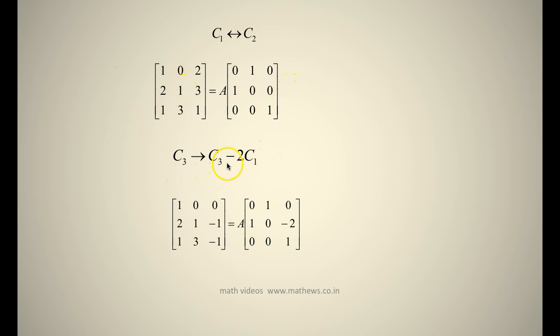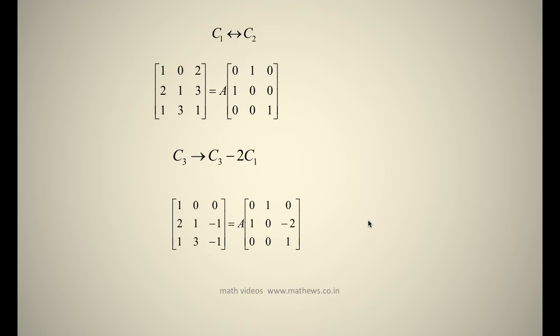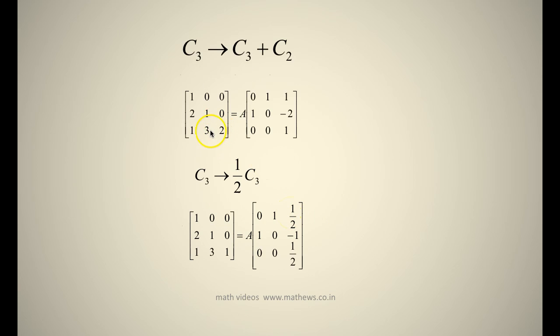Now if we were to do C3 minus 2 times C1, this entry becomes 0. So your matrix becomes 0, 4, 3, minus 4, minus 1, 2, 1, minus 2, minus 1. This becomes 0, minus 2 and 1. Next we do C3 plus C2. So when we do C3 plus C2, we would get 1, 0, 0, 2, 1, 0, 1, 3, 2. And this would be a matrix.